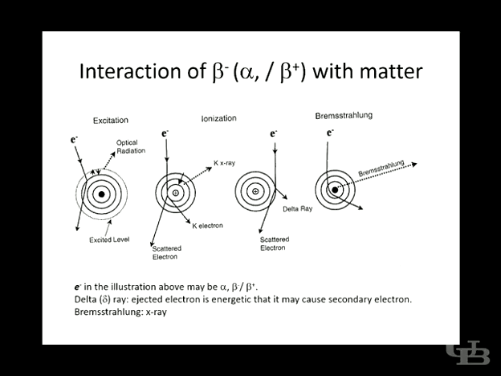So we have these three types. And here we describe a particular term called the delta ray. When an electron ejects another electron from the orbit, if the ejected electron has enough energy to create some additional ionization, it's called a delta ray.